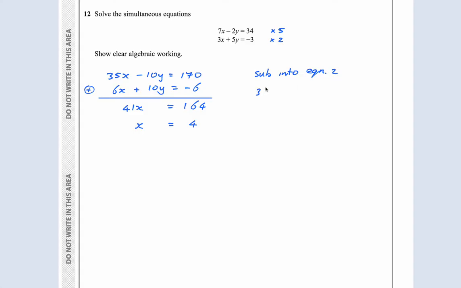So I have 3 times 4 plus 5y equals negative 3. 12 plus 5y equals negative 3. Hang on, I've done something wrong. No, I haven't. Sorry, 5y equals minus 3 minus 12, which is minus 15. And then y is equal to negative 3. Okay, so that's my solution.